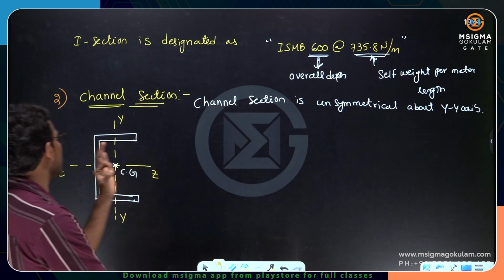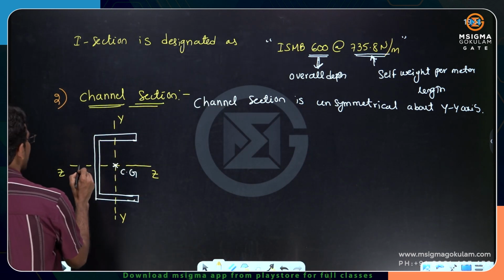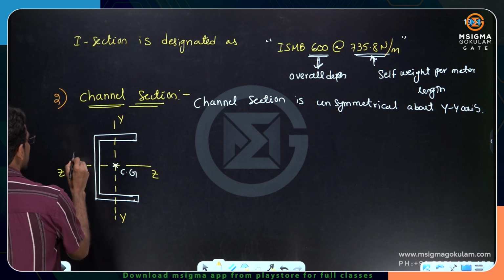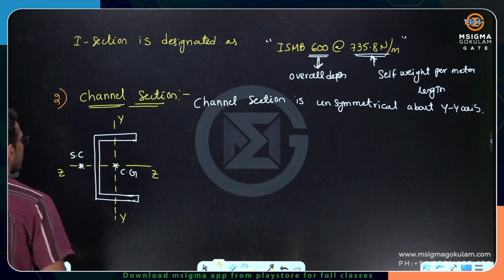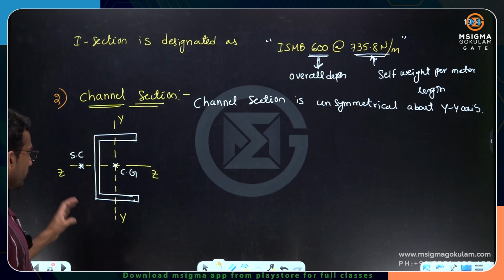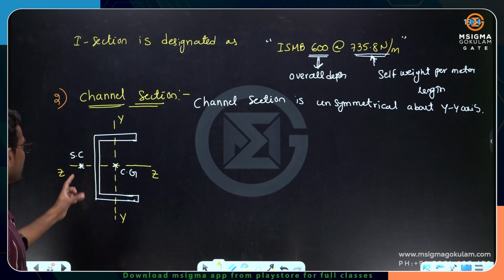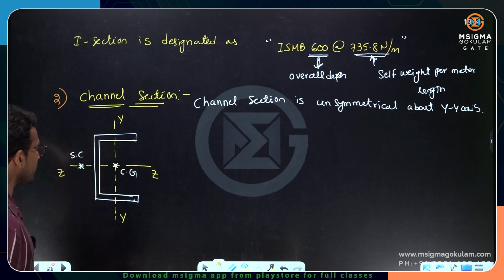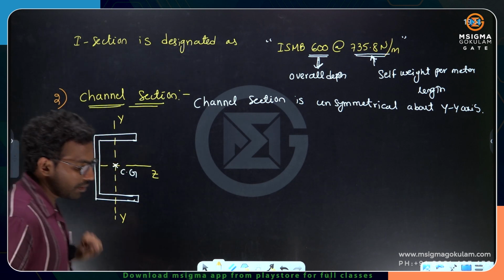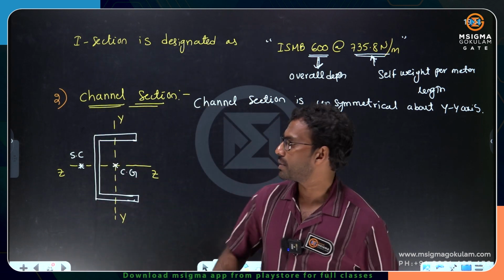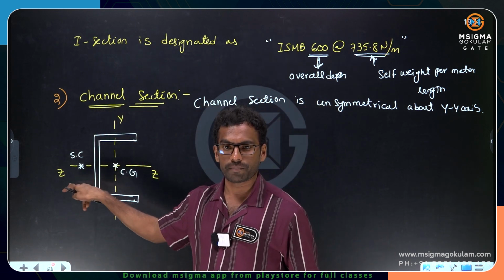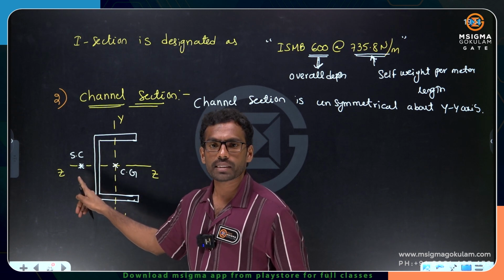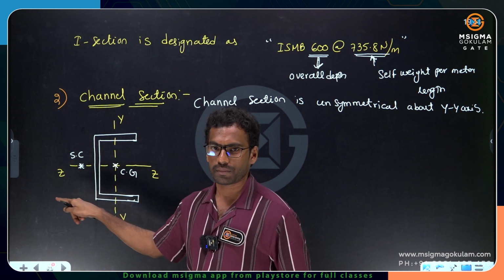So what is the axis of symmetry here? The ZZ axis is the axis of symmetry. So at this point we can have the shear center. The biggest problem with the channel section is that the shear center lies outside the section. That is the biggest problem because of unsymmetry. This was a question asked in the GATE exam earlier: for the channel section, the shear center lies outside the section.